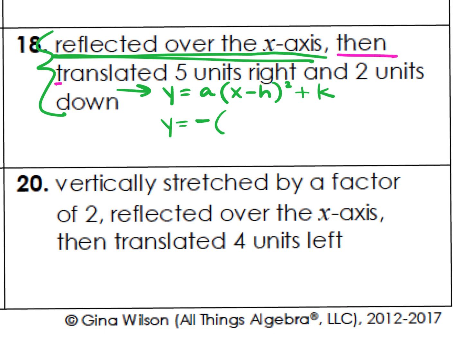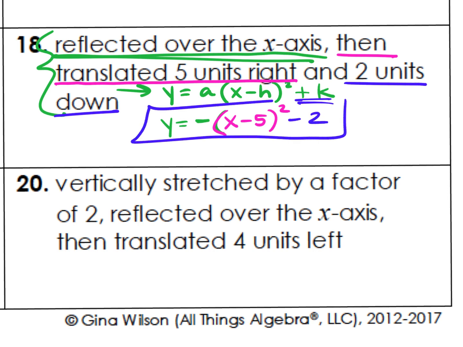Then it says translated 5 units right. Is that going to be your H or your K? H is your left and right. K is your up and down. So this is going to be x, 5 units to the right. Is it going to be plus or minus? Minus, opposite of what you would expect. So x minus 5 squared. And then the last part, 2 units down, is minus 2. This is your whole equation. Does that make sense? Take the vertex form and just drop in the 3 pieces they're giving you.